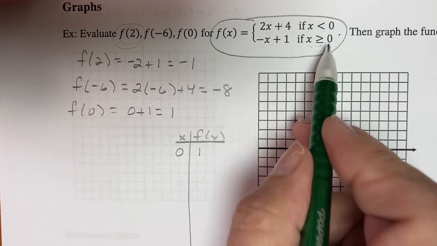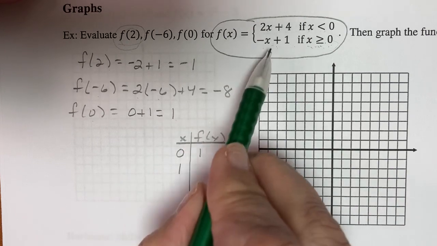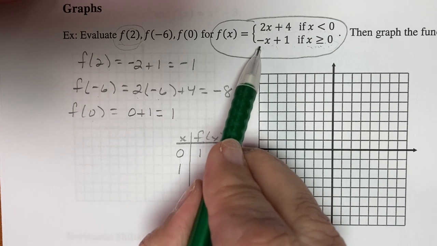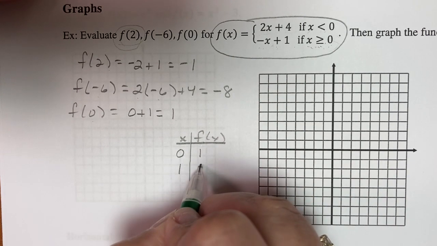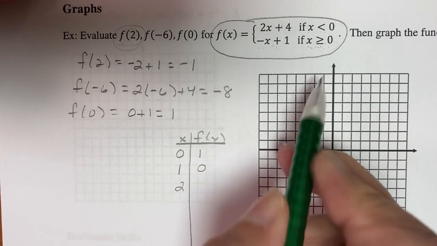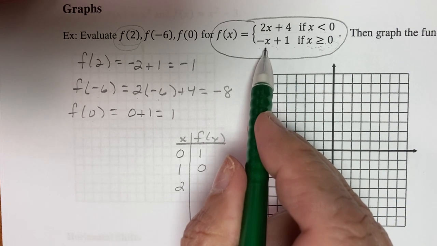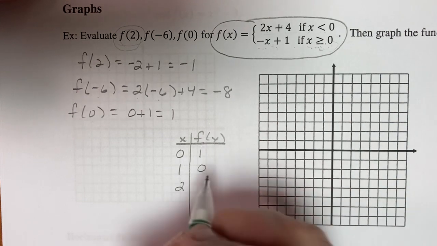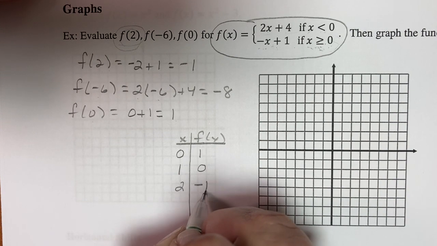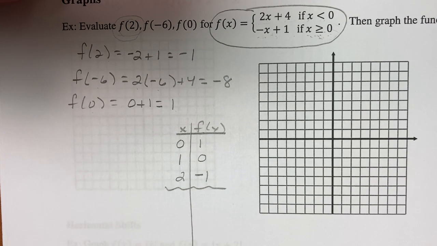Now let's start plugging in some other values for the bottom. So I want to go bigger than 0. For example, I can plug in 1. If I plug 1 into the bottom, that would be negative 1 plus 1, which is 0. If I plugged in 2 to the bottom, which is totally legal because it's x greater than or equal to 0, I already did that actually, but it's negative 2 plus 1, which is negative 1. Okay, so now I'm going to start plugging in values for the top part.